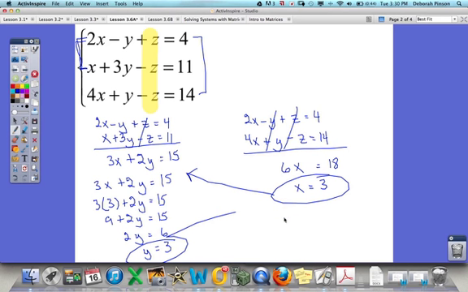And then the last thing I'm going to do is plug my x and my y, I've got both of them now, into one of these equations and solve for the z. I'm just going to pick the first one.